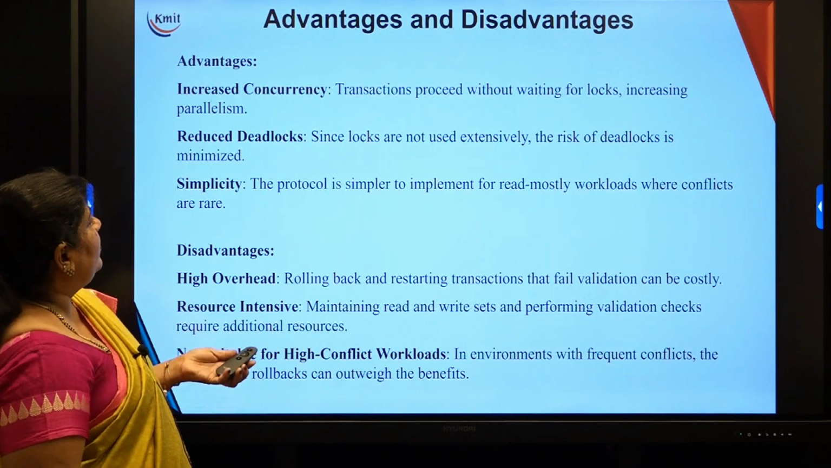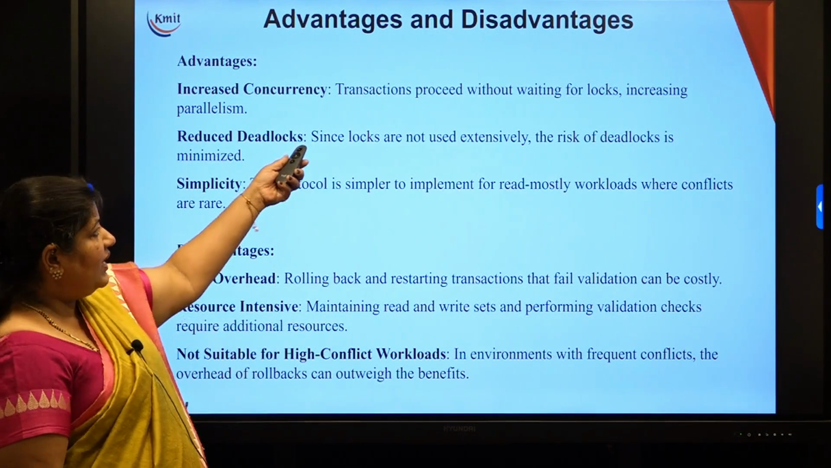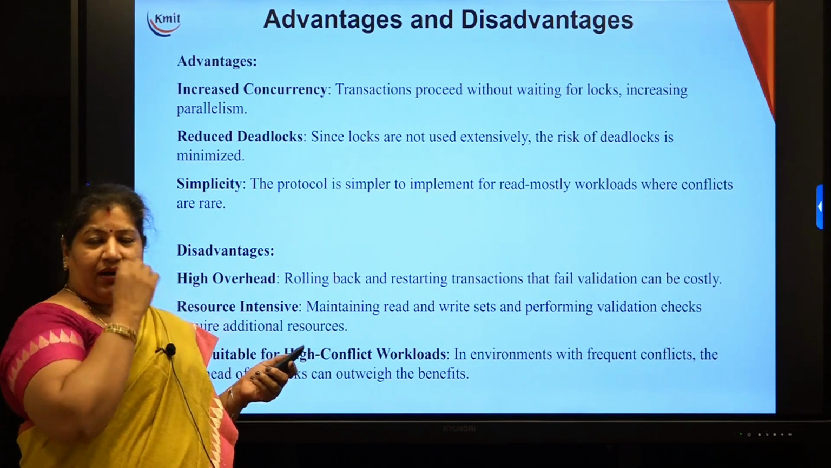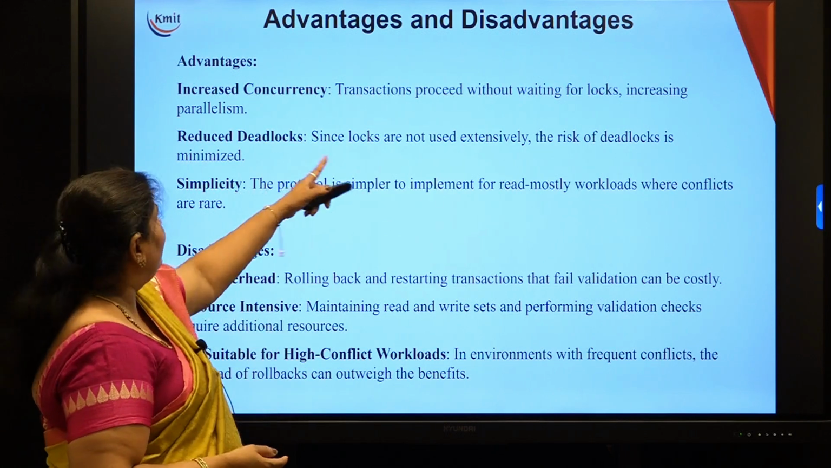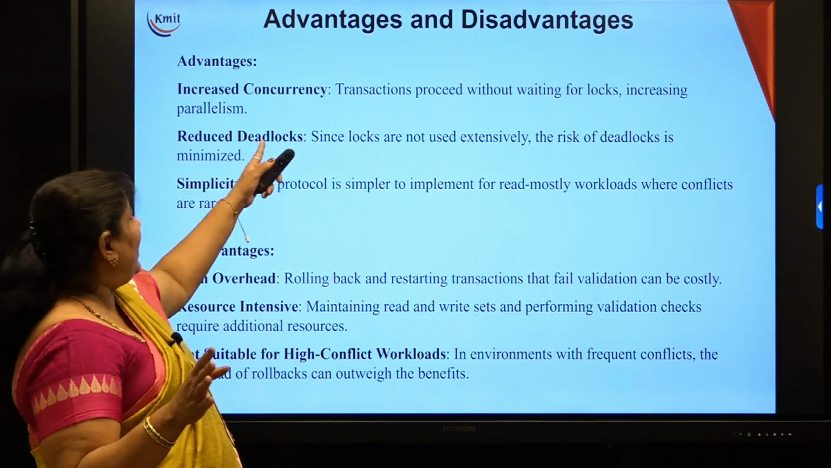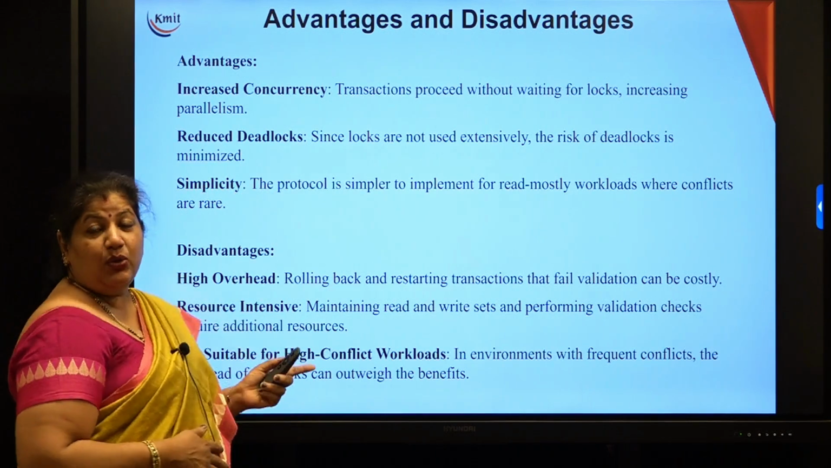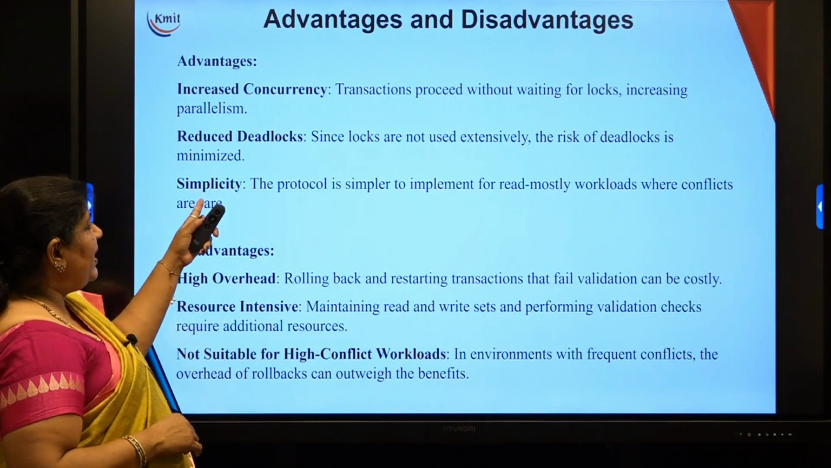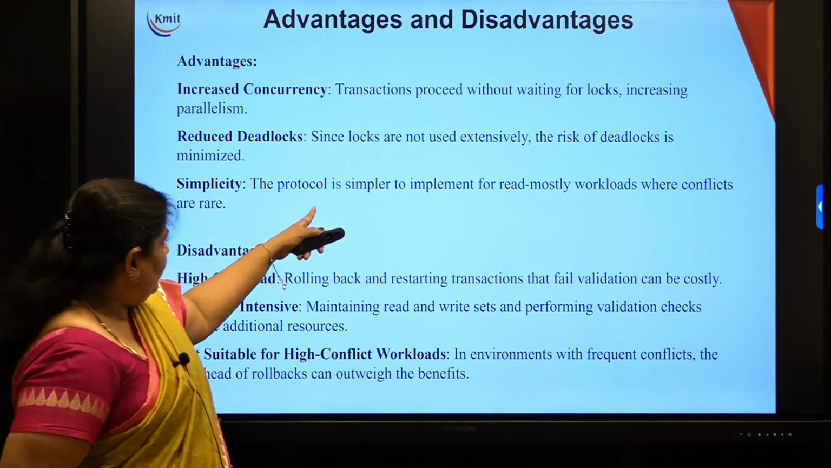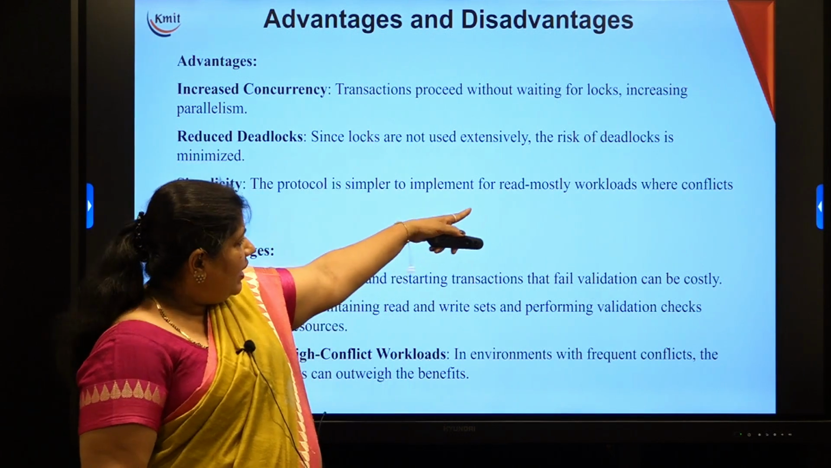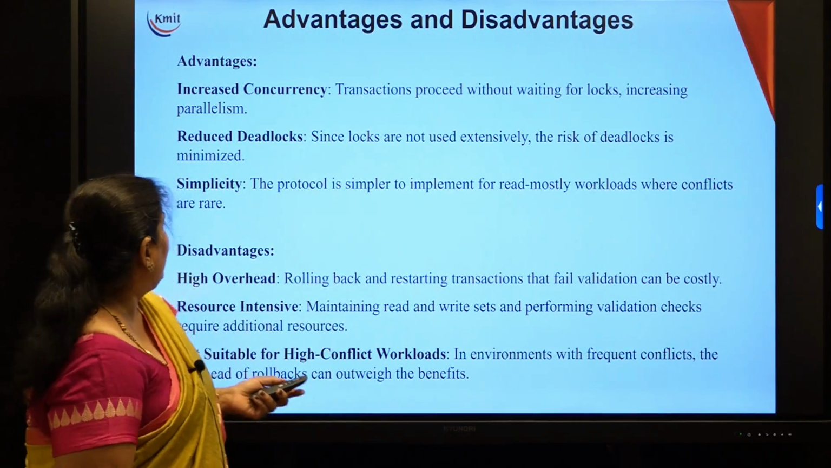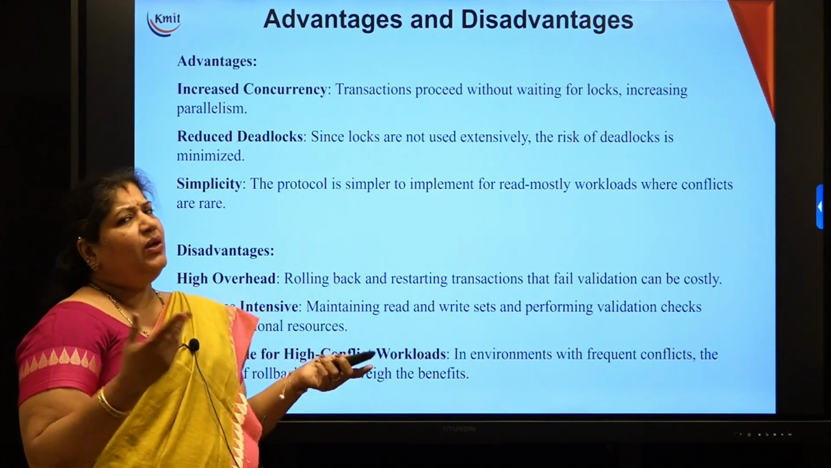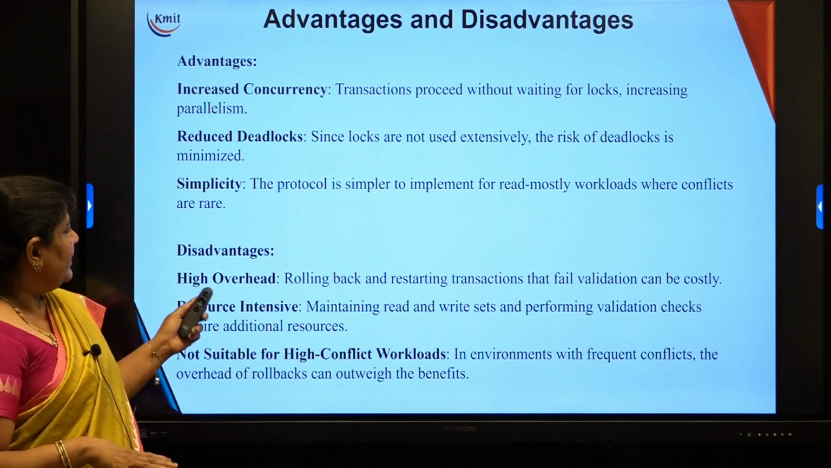Okay, coming to the advantages, there can be increased concurrency. You can proceed without waiting for the lock to be accepted or granted, all these things are not there, and releasing is not there. So parallelism, increased concurrency, and reduced deadlocks, because we ensure serial order, the risk of deadlocks is minimized. Simplicity: it is simpler to implement, mostly for read-heavy workloads where conflicts are rare. So only in situations where conflicts are rare can you go with this. It is also very simple to maintain.